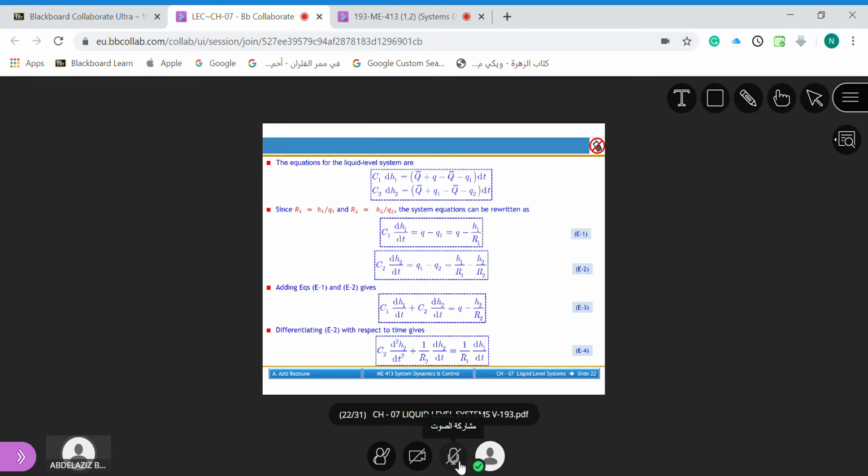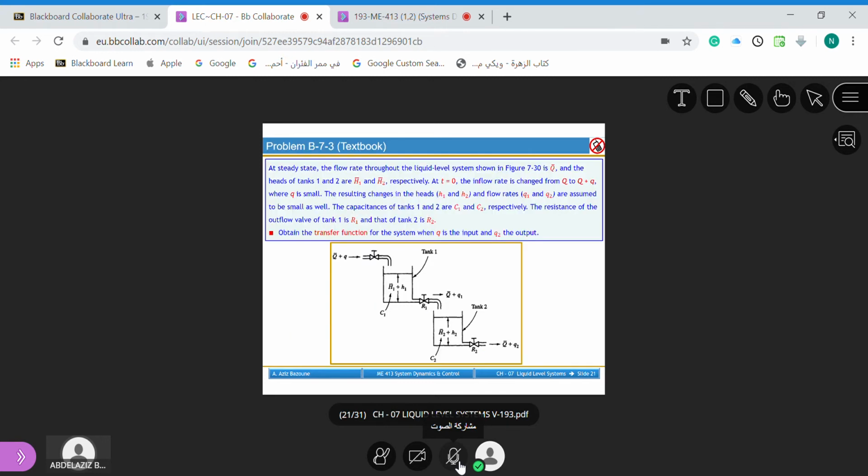If you see here, Q in minus Q out and Q in minus Q out, you can write them like this: C1 dH1 over dt equals Q minus Q1, where Q1 for pipe 1 will be H1 over R1. We need to write the equation for pipe 1 here. H1 over R1 will give you Q1, and for R2, H2 over R2 will give you Q2. So we have four equations. One equation for this tank, C1 dH1 over dt equal to Q in, that is Q minus Q1.